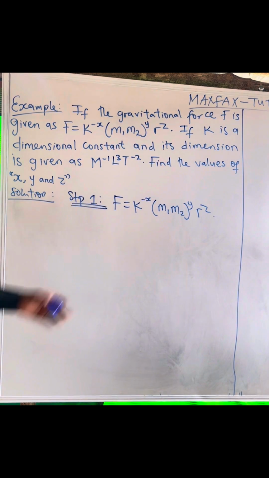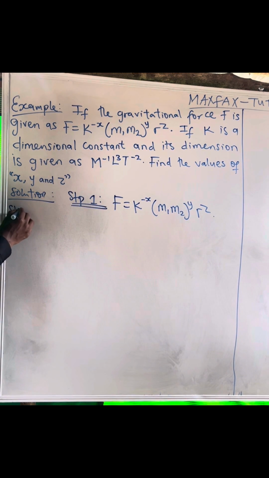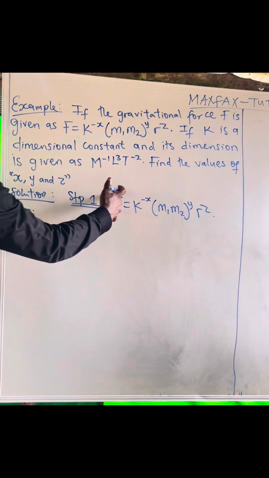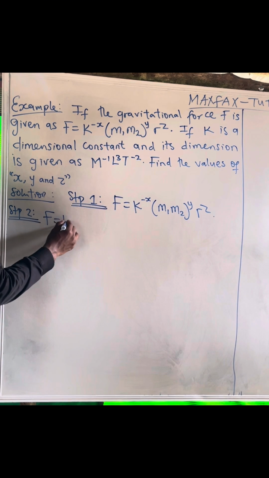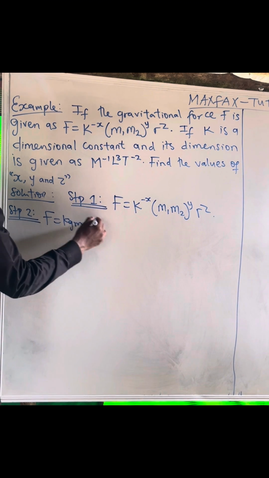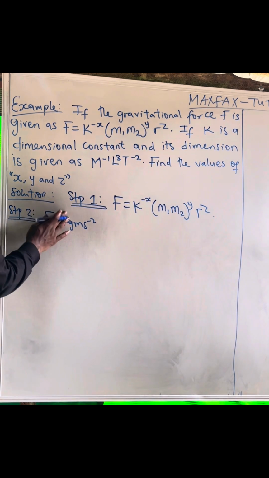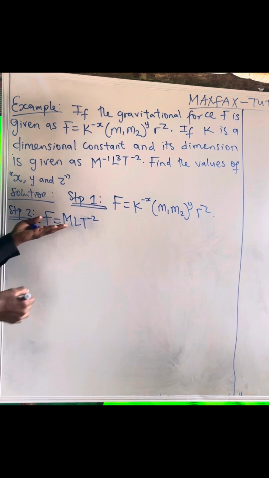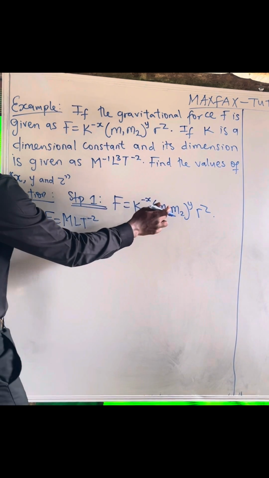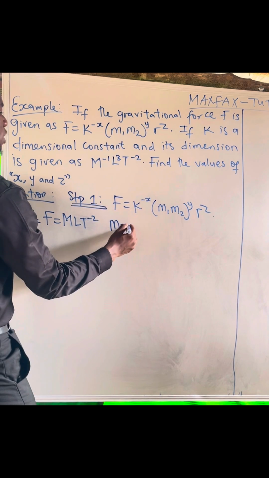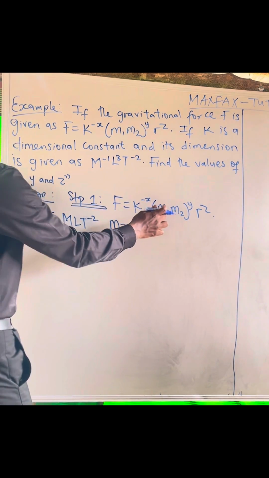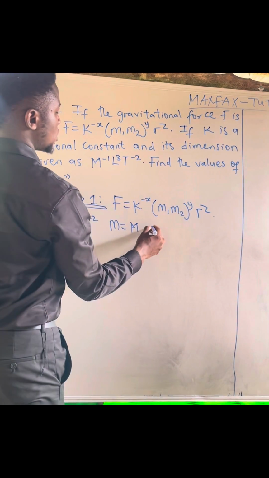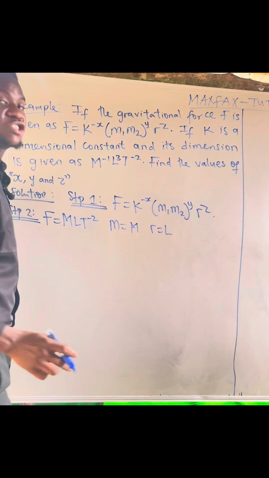Now, after you've written out this expression, step two: write out the dimension of each quantity. This represents force. The dimension for force F is kilogram meter per second square, that is MLT minus 2. Now, this M is mass. The dimension for mass M is capital M. Now, this R is radius. The dimension for R is length.